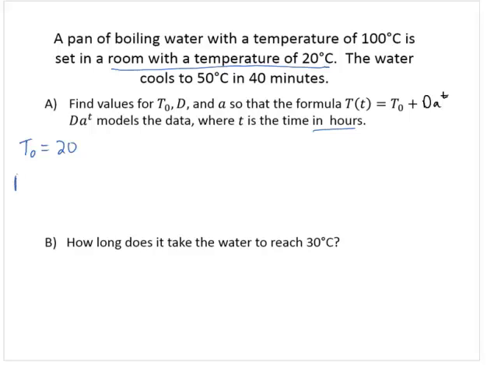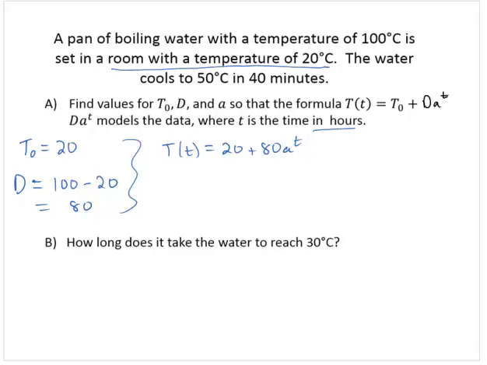I also know that D is equal to the temperature of the object minus the surrounding temperature. And so D equals 80. So I can use that information to begin to revise the model. I now have that T of t is 20 plus 80 A to the t, and now I just need to figure out the value of A.